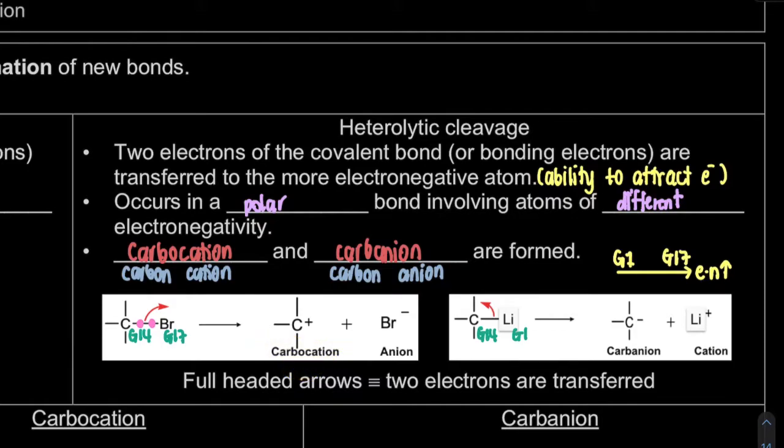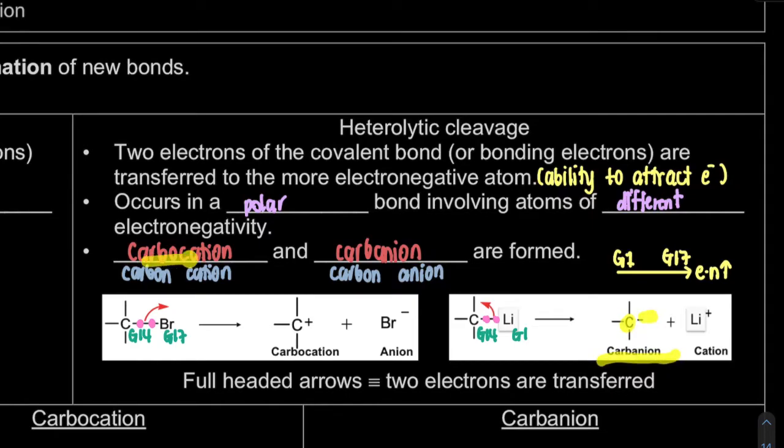The carbon which has a positive charge on it is called a carbocation. Now here we have carbon and lithium. Carbon is group 14, lithium is group 1. Which one is more electronegative? Our carbon. So when we break the bond here, it will not be shared equally, it goes to the more electronegative atom, which is carbon. The two electrons are transferred to carbon, so because carbon has accepted the two electrons, it has a negative charge. Because the lithium donated the two electrons to the carbon, it becomes positive. Again, the carbon which has a negative charge on it is called a carbanion.